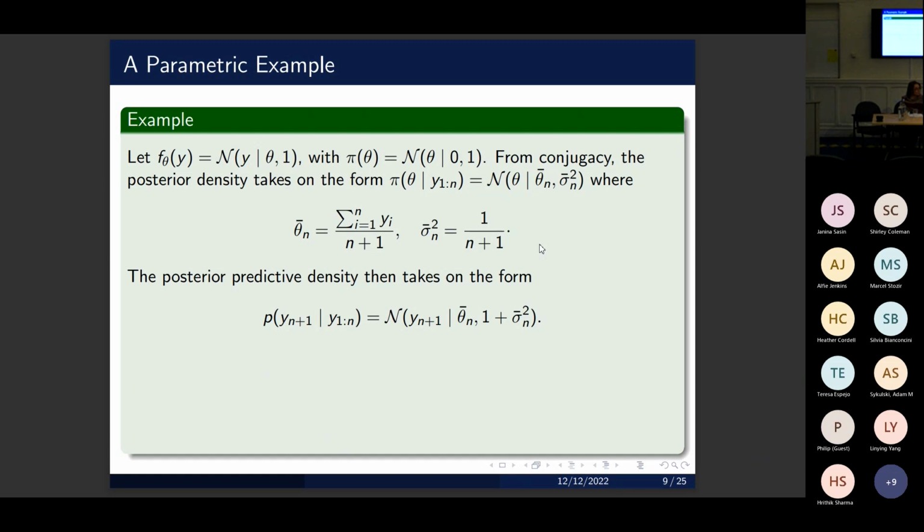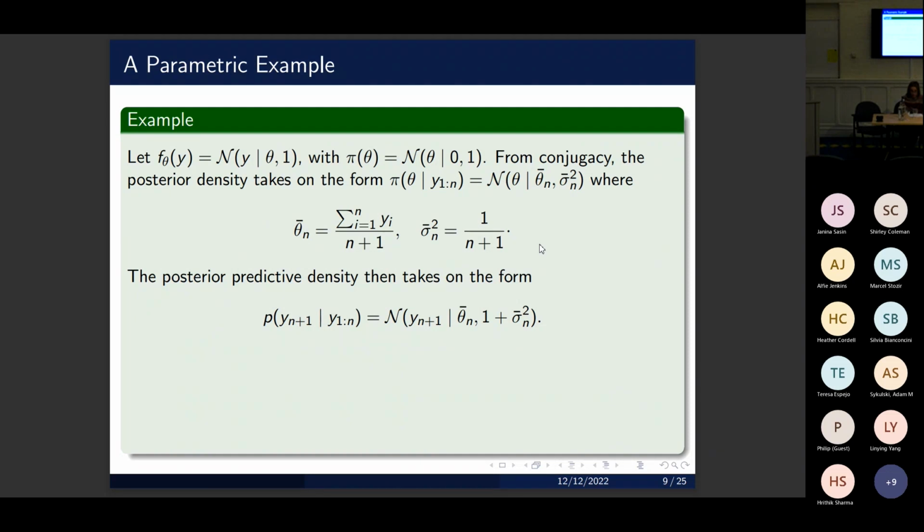Of course, we're going to start with a very simple normal likelihood and prior, where from conjugacy, we know that the posterior density takes on the form here. It's a normal density where the mean is going to be roughly the sample average with this extra plus 1 term from the prior. And the variance is going to be proportional to 1 over n, again with this plus 1 term in the prior.